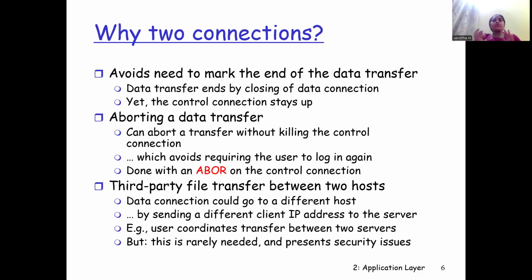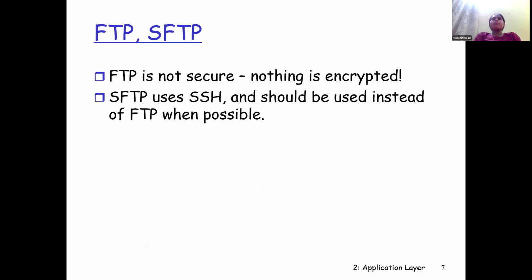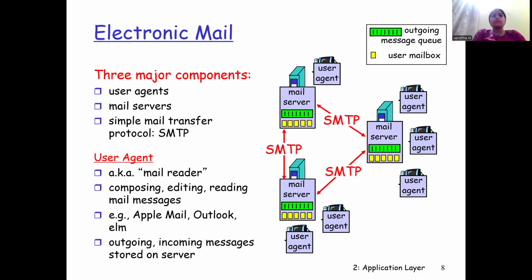The data connection could go to a different host by sending a different client IP address to the server. For example, a user coordinates a transfer between two servers. FTP is not secure; nothing is encrypted. SFTP uses SSH and should be used instead of FTP when possible.